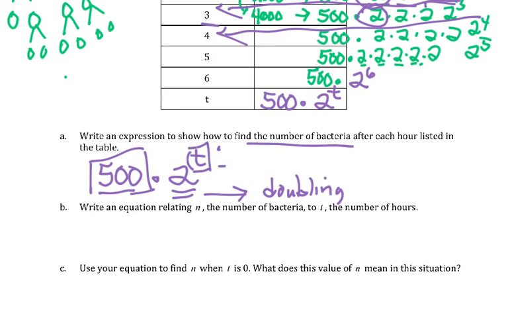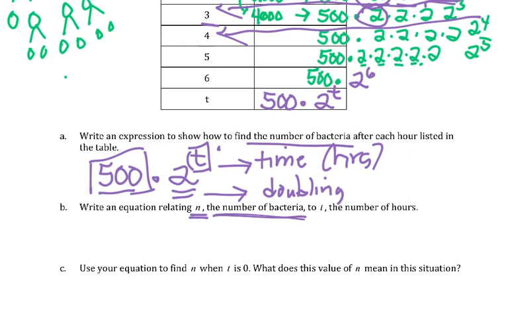T is the time. In this case, it's hours. You guys just wrote your very first expression relating to exponential growth. So now what we're going to do is write an equation representing n. N is the number of bacteria.